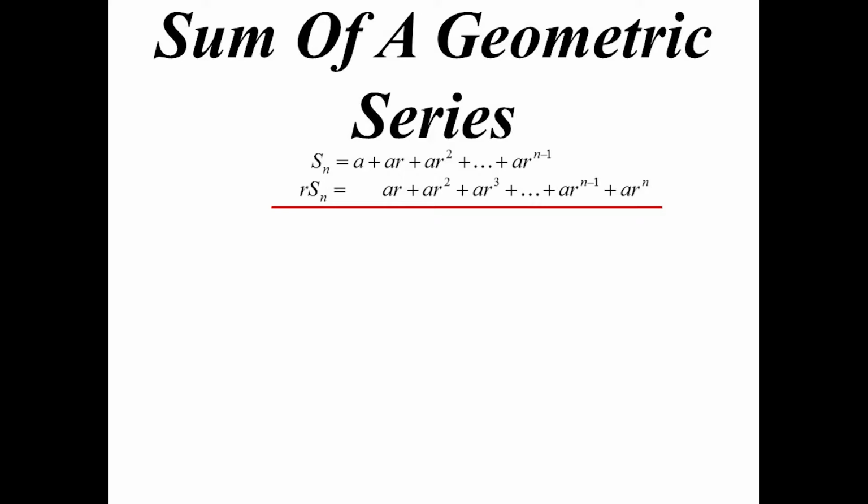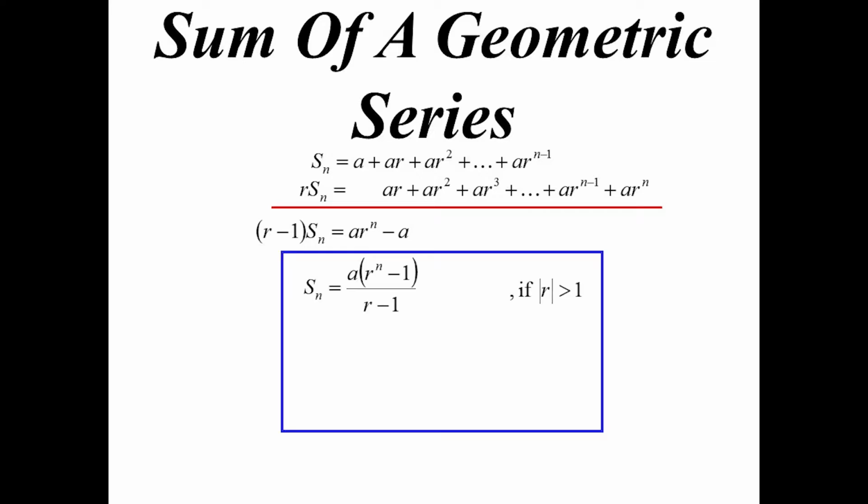So if I think of this as simultaneous equations, we're going to get the subtraction, and all those middle terms are going to cancel, the ar with the ar squared, and so on, leaving me with r minus 1 lots of sum to n is ar to the n minus a, and we come up with our formula. Sum to n is a (r to the power of n minus 1) over r minus 1. We tend to use that if our ratio is greater than 1.